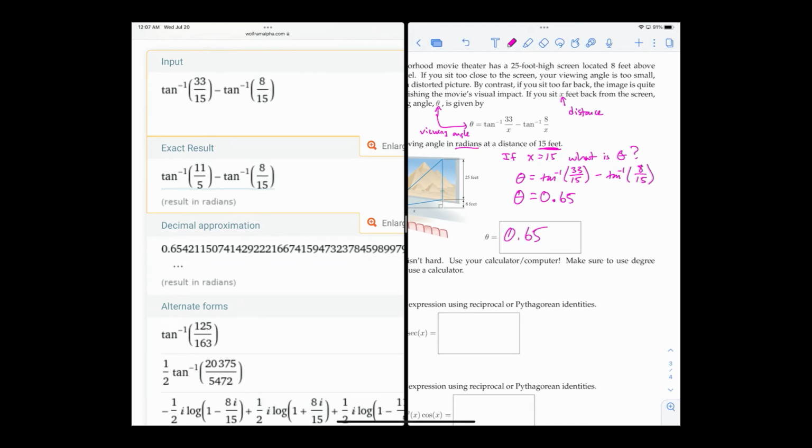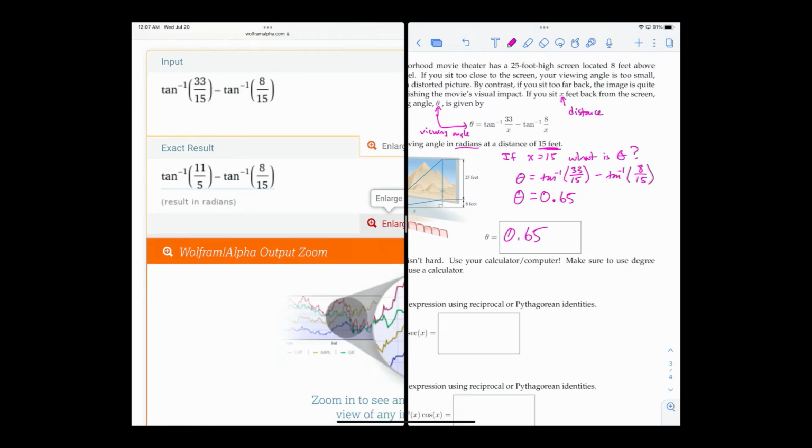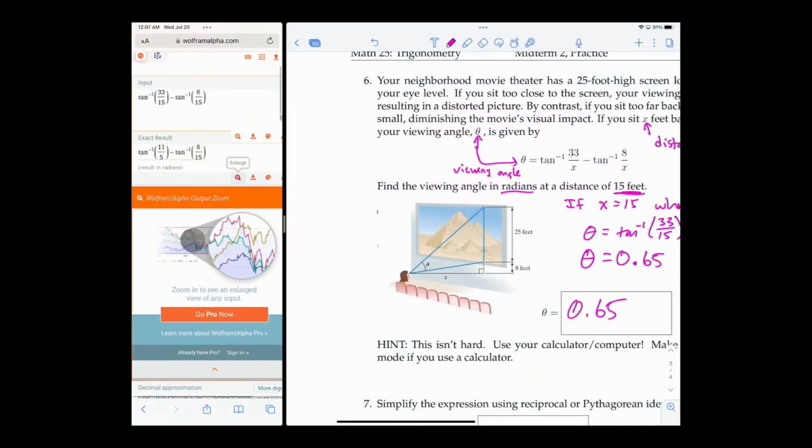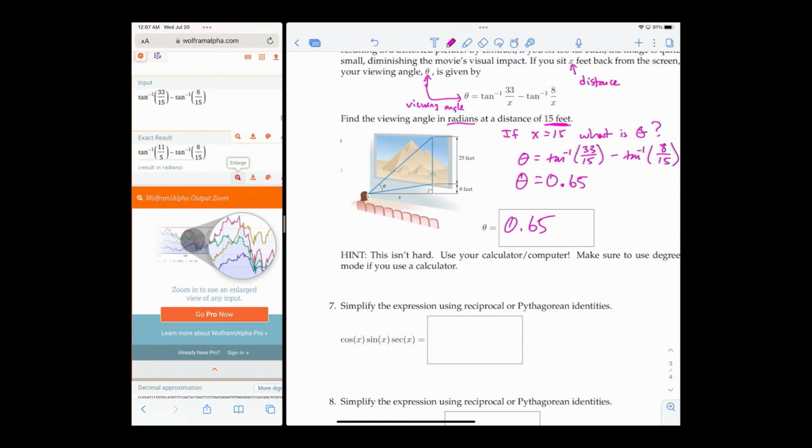All right. So that's all we're doing there. Just punching it into a calculator and we get what we get.